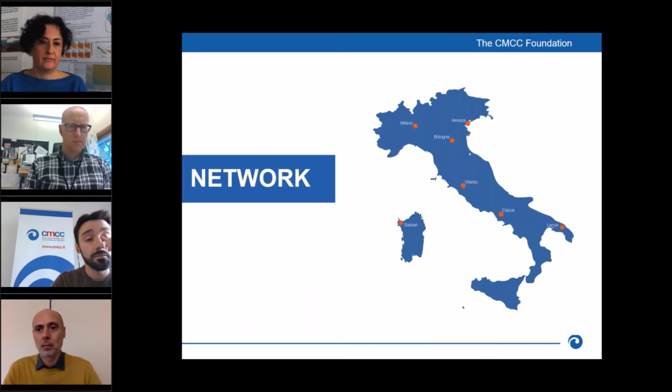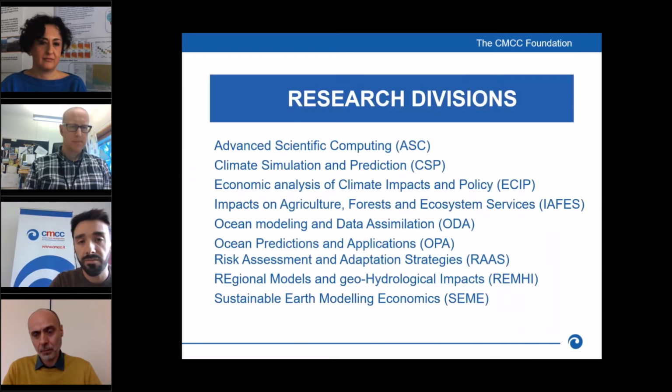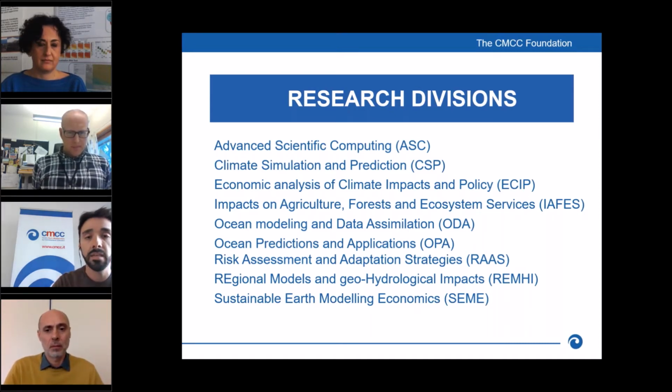CMCC is a network located in 7 different locations around Italy: Venice, Bologna, Milano, Viterbo, Capua, Lecce, and Sassari. Each one of those comes with different research divisions. For instance, in Venice, we have the ECIP division on economic analysis of climate change impacts and policy, and also the RAS division on risk assessment and adaptation strategies. In total, we have 9 divisions spread throughout this network.